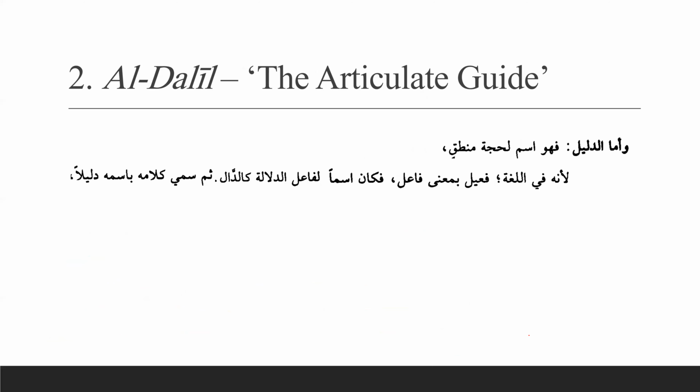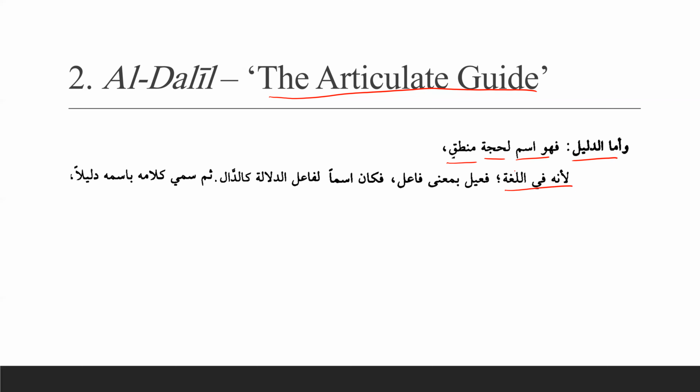The next one, he says the dalil, which you could roughly call the articulate guide, literally, which is how he will explain the term. He says the second type of hujjah or proof is the dalil, which is a name given to a proof which is articulated, i.e. there's some speech in it.